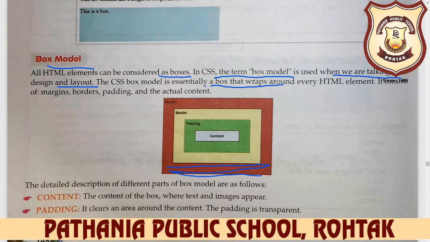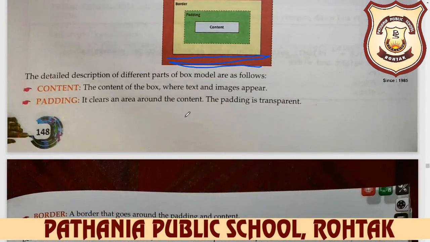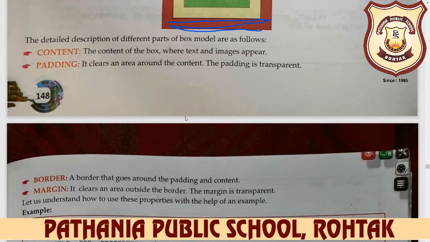We have already discussed what we mean by wrapping. Every HTML element consists of margin, border, padding, and the actual content. So in the box model, we write margins, border, padding, and actual content. The detailed description of these different parts of the box model is as follows.